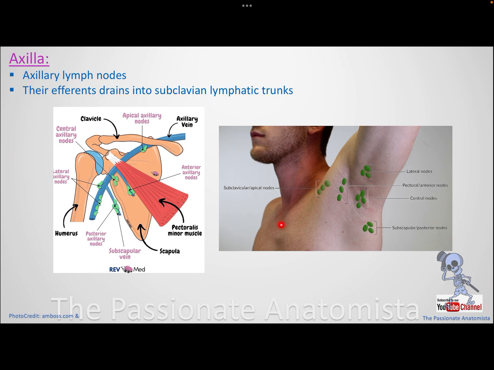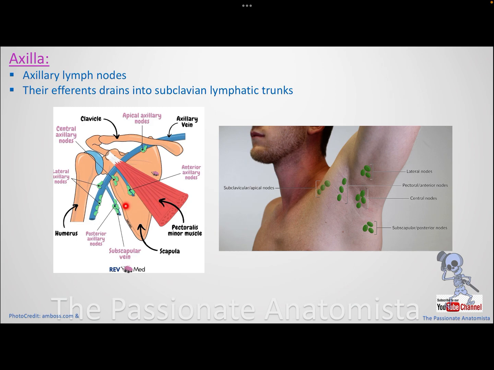Now, what do we have? We have groups of lymph nodes. I love this picture, which is just drawing the lymph nodes in a simple way. You have anterior axillary lymph nodes, posterior axillary lymph nodes, lateral axillary lymph nodes, central, and apical. All right, so based on what we said, this is anterior because it runs on the anterior wall. What do we have in the anterior wall? We have the pec muscles.